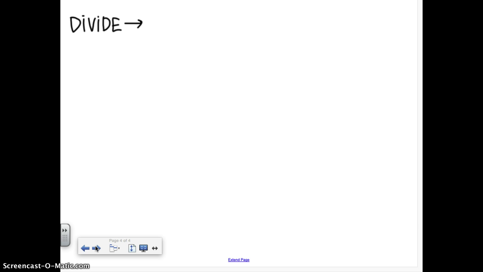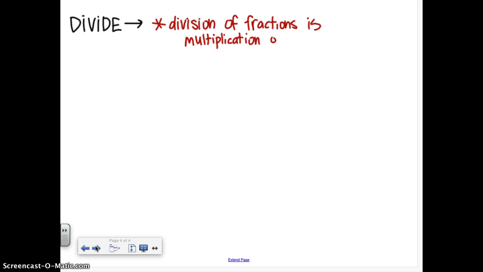The big key with dividing fractions is that division of fractions is multiplication of the reciprocal. You need to have that down. I'll show you what I mean as we go through these 2 examples.